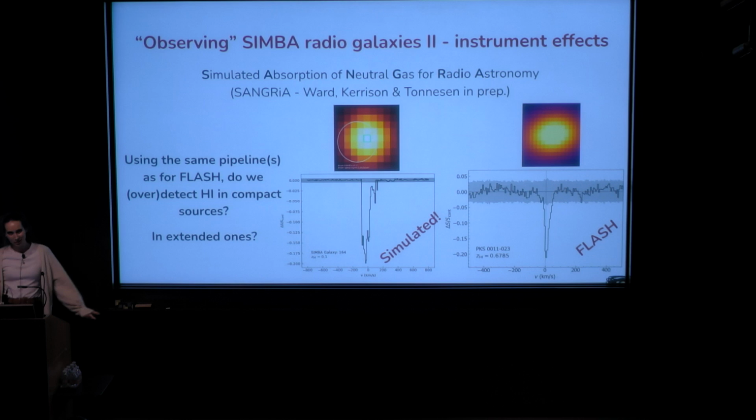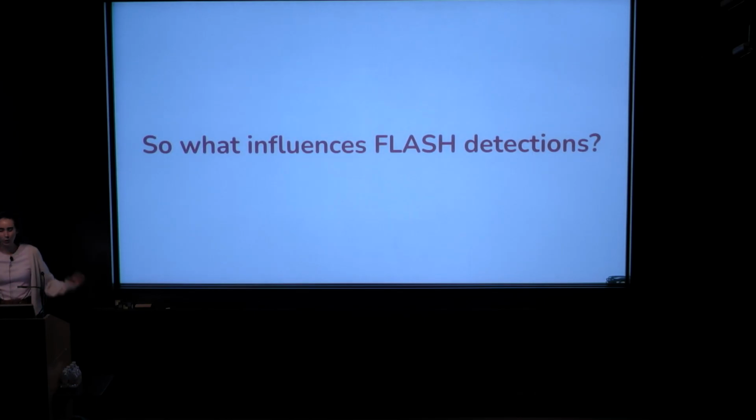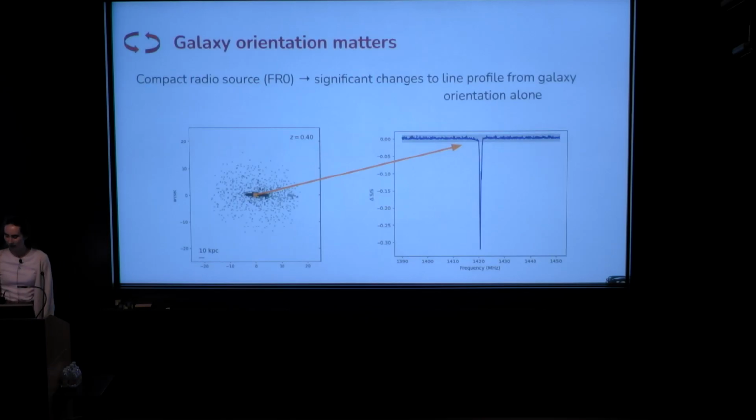So now the question is, if we use the same pipelines as we do as observers in the FLASH survey, do we over-detect H1 in these compact sources where the radio emission isn't broken out yet, or do we detect it more in extended ones? So first, we need to work out what actually influences these FLASH detections that we see, in this case, in the simulations in SIMBA. First of all, galaxy orientation.